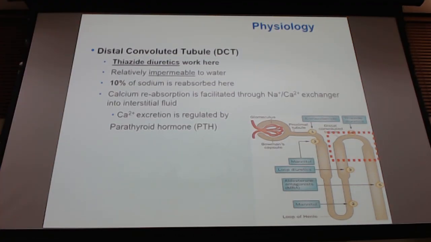For the distal convoluted tubule, we have the thiazide diuretics. It's relatively impermeable to water. 10% of sodium is reabsorbed, and the calcium reabsorption is facilitated through a sodium-calcium exchanger into the interstitial fluid. And calcium is also regulated by parathyroid hormone.